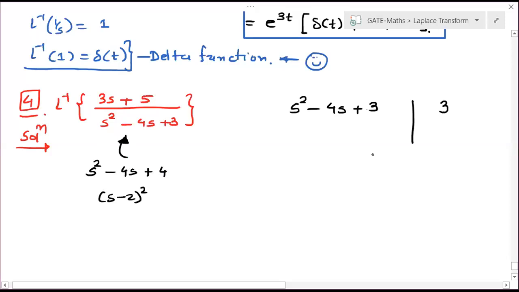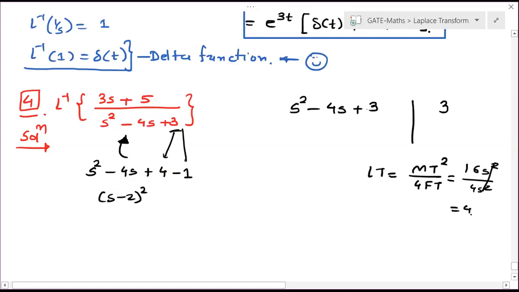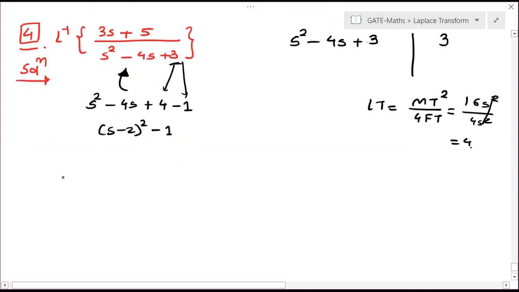And there is one formula to identify the last term, that is, middle term square divided by 4 into first term. So here your middle term is minus 4s. So the square of 4s is 16s square, divided by 4 into first term, 4s square; 16 by 4 is 4 only. So this is s minus 2 whole square, s square minus 4s plus 4, and this 3 can be written as plus 4 minus 1. So this can be written as s minus 2 whole square minus 1. But what about next? After that, how can we find its inverse? See, this will be 3s plus 5 over s minus 2 whole square minus 1. Then what can be done next?